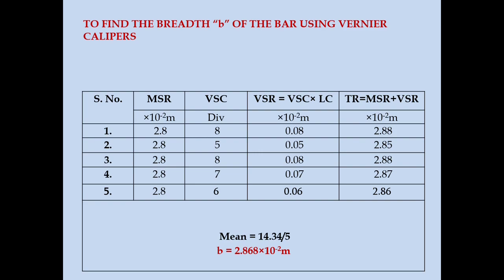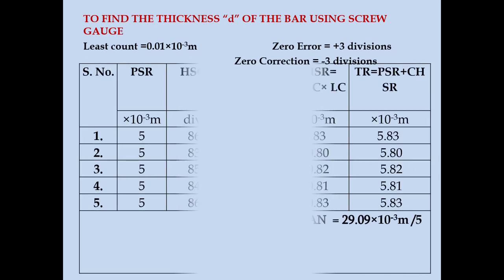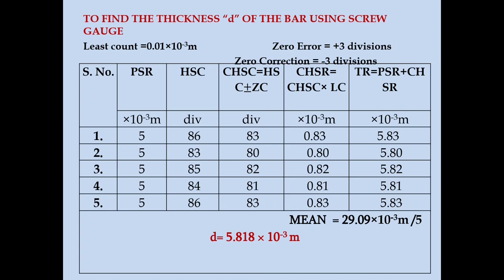and check your results with the length of the cantilever at 40 centimeters. So this table corresponds to the breadth of the bar, which is found using a vernier caliper, and here the breadth of the bar is equal to 2.868 centimeters or 2.868 into 10 power minus 2 meters. The next table represents the thickness of the bar D, which was found using a screw gauge, and the thickness of the bar D is equal to 5.818 into 10 power minus 3 meters.